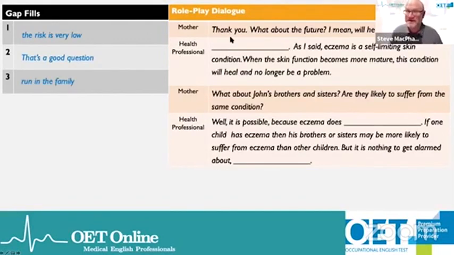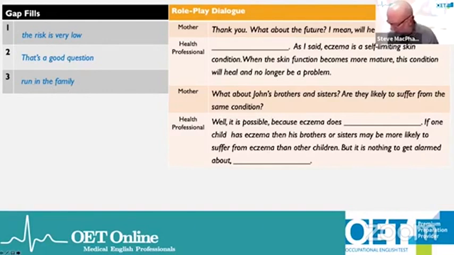Mother is happy about that. She says, thank you. Well, what about the future, though? I mean, will he grow out of it? What goes in here, everyone? Health professional, something. As I said, eczema is a self-limiting condition. So mother says, I mean, will he grow out of it? Is it the risk is very low? That's a good question. Or run in the family.